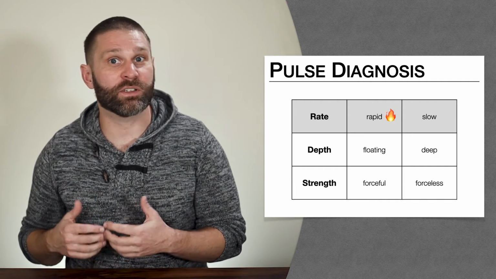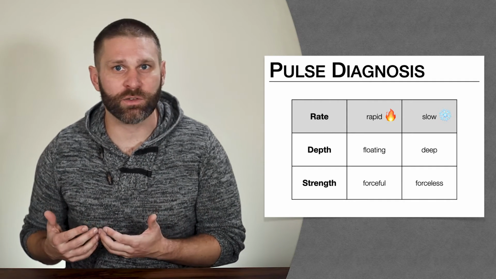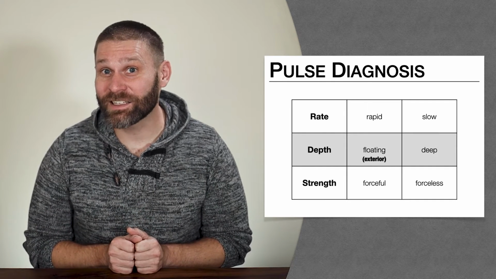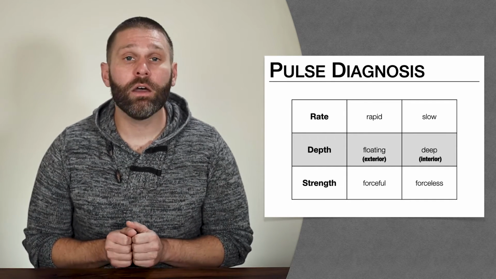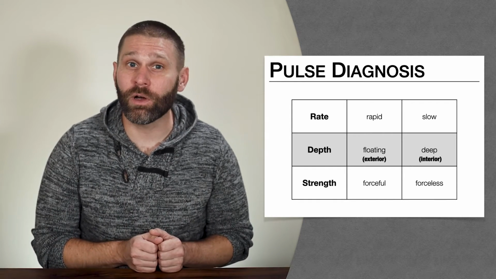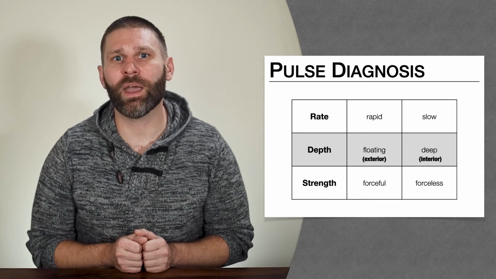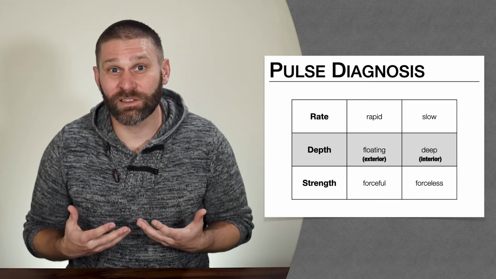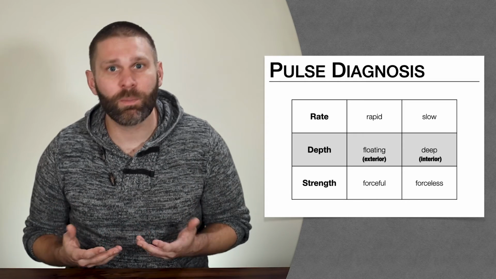A rapid pulse is associated with heat. A slow pulse is associated with cold. The depth of a pulse can tell us, is it exterior or is it interior? A floating pulse usually indicates an exterior pattern, and a deep pulse usually indicates an interior pattern. Again, there are some exceptions here. We can have a floating pulse in certain interior conditions due to deficiency.